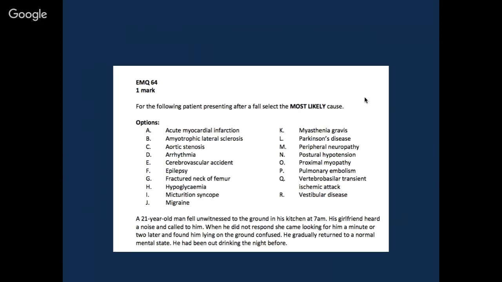A 21-year-old man falls unwitnessed to the ground in his kitchen at 7 in the morning. His girlfriend hears a noise and calls to him. When he doesn't respond, she finds him a minute or two later, lying on the ground confused. He gradually returned to a normal mental state. He had been out drinking the night before. What do we think this is?